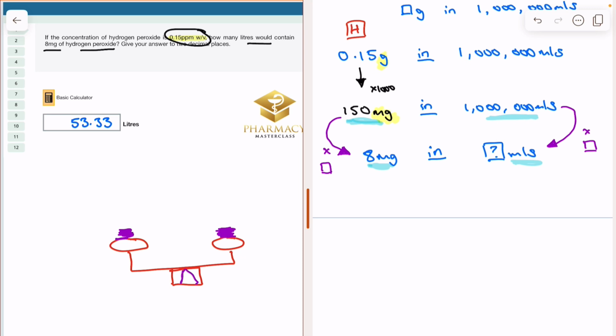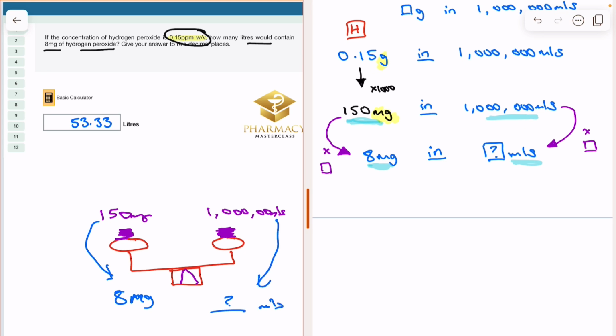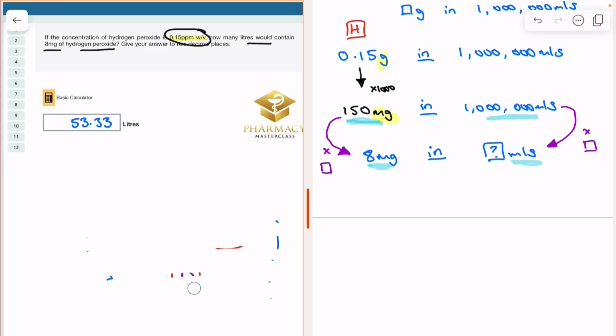Well, that's what we're saying. What we're saying is that if we've got 150 milligrams on the left on our weighing scale, and we're saying that that balances to 1 million mils on the right, then if I change this balance on the left and I remove the weight and I put 8 milligrams there, then on this side, that mils is going to change in order to balance against my 8 milligrams. That's what this statement philosophy is, that when we say if we change one side, we're doing the same to the other.